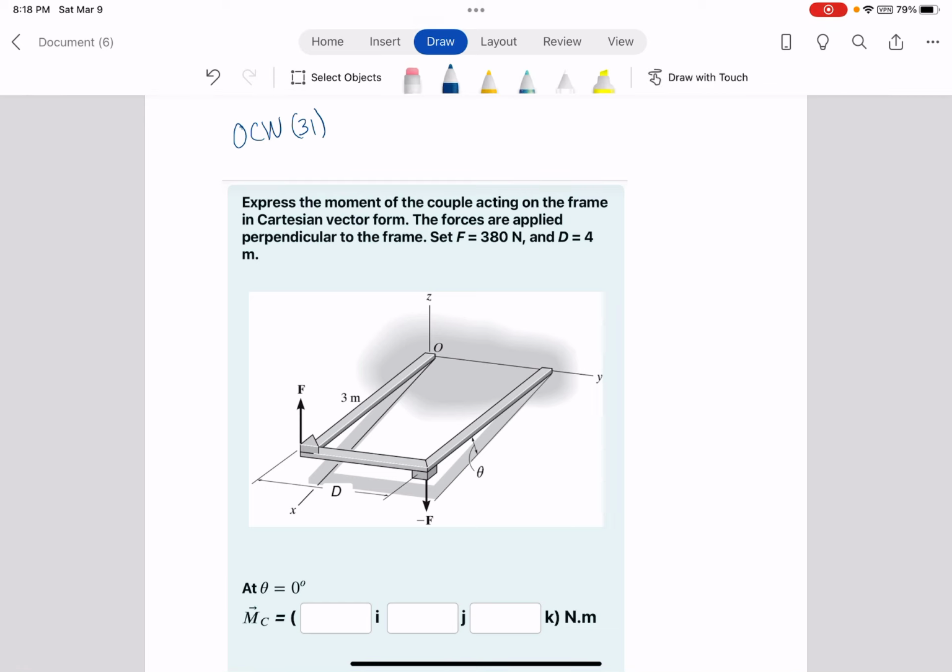Let's look at OCW 31. Express the moment of the couple acting on the frame in a Cartesian vector form. The forces are applied perpendicular to the frame, so these forces are perpendicular. Set force 380 Newton and D is 4 meter. First of all, he wants to find the angle theta. Initially, he wants it at 0. So let's look at initially when theta equals 0.